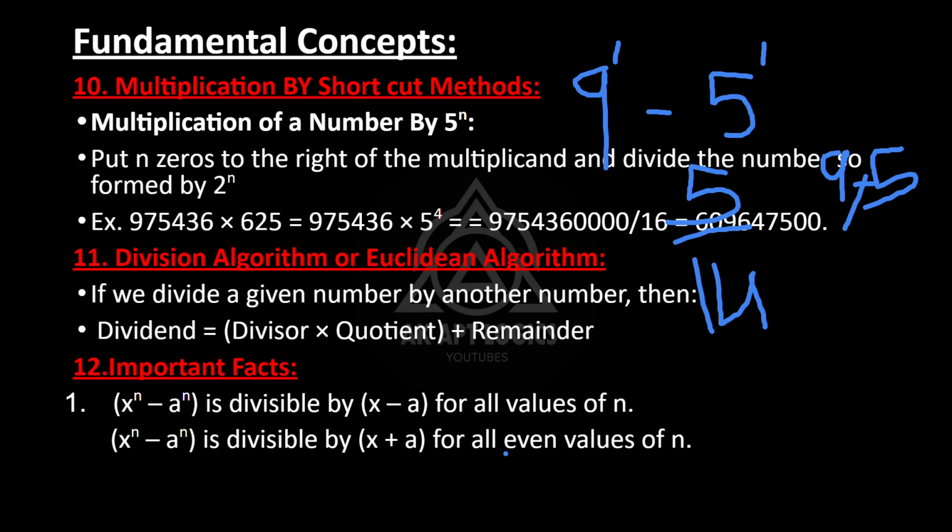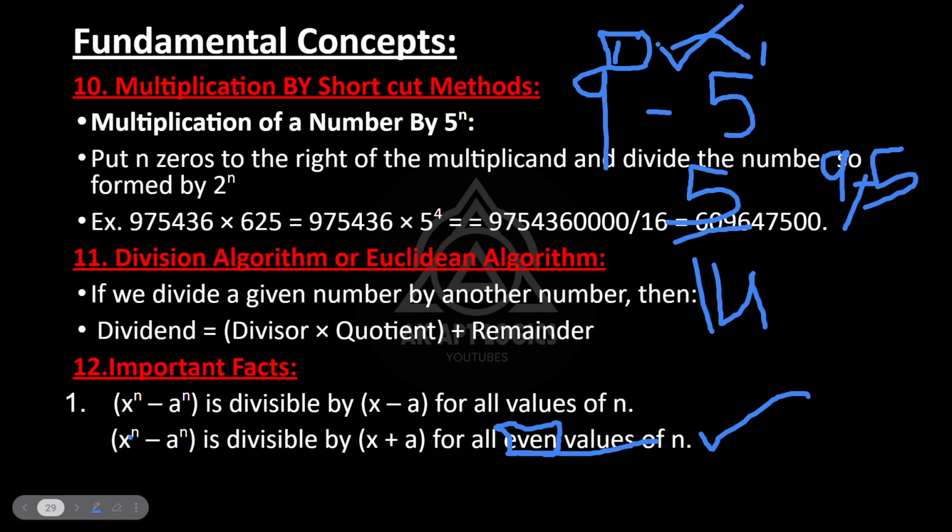So here we already mentioned, right? For all even values of n, it means 1 is not the even value, it is the odd value. So for odd, this condition is false. It means only for even values will this particular thing work. x power n minus a power n is divisible by x plus a for only even values of n. So let us see with n equal to 2.